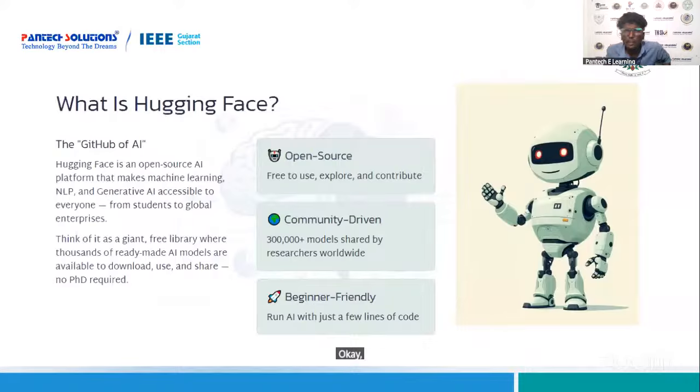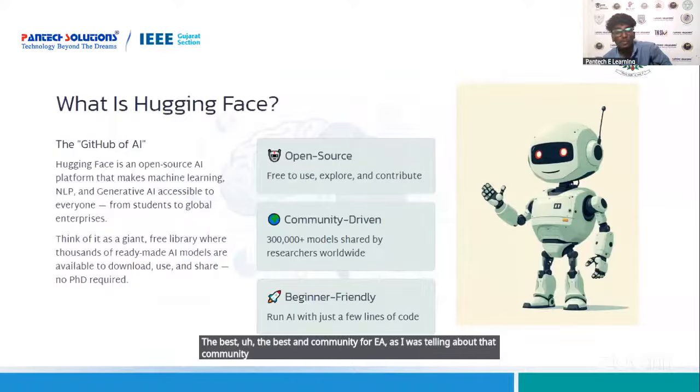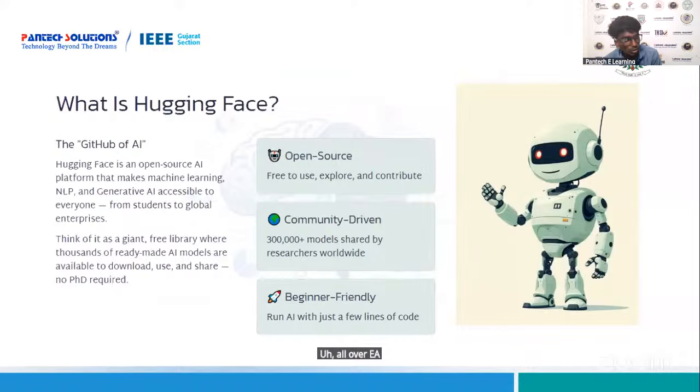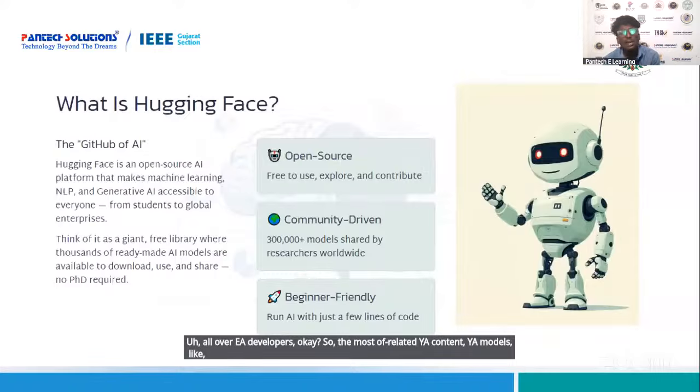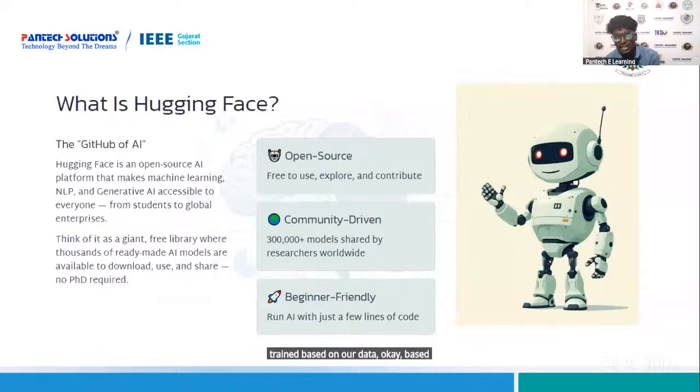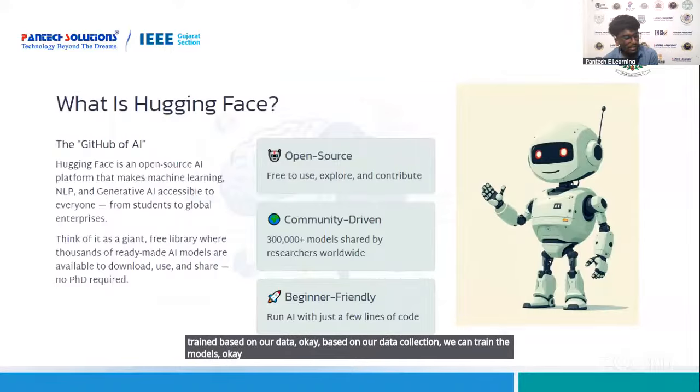Okay, the best website for AI, the best community for AI. I'm just telling about that community, which is called Hugging Face. The Hugging Face is one of the websites that is used by all our AI developers. Okay, so most of the AI related content, AI models, like what are AI models? AI models means it's like a brain, so we can train it based on our data. Based on our data collection, we can train the models.